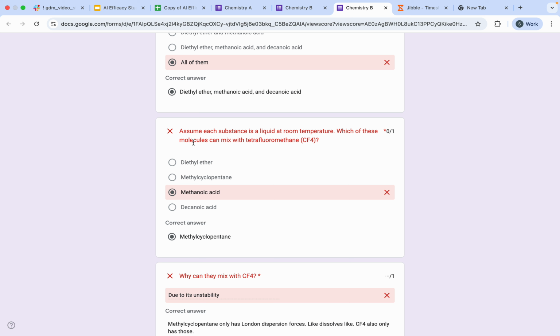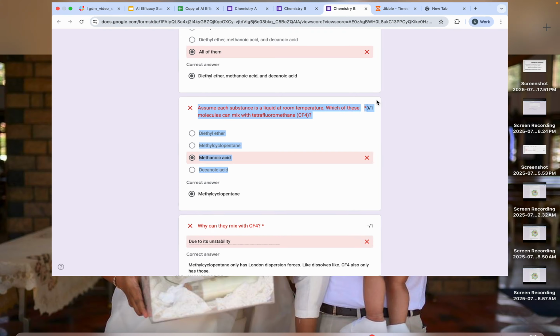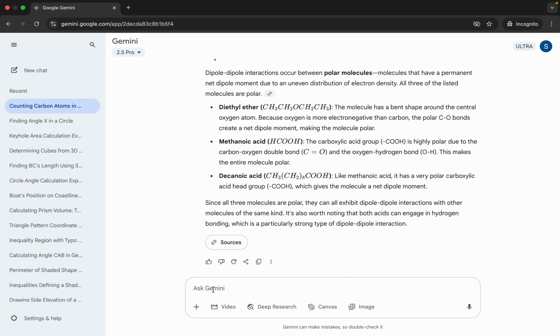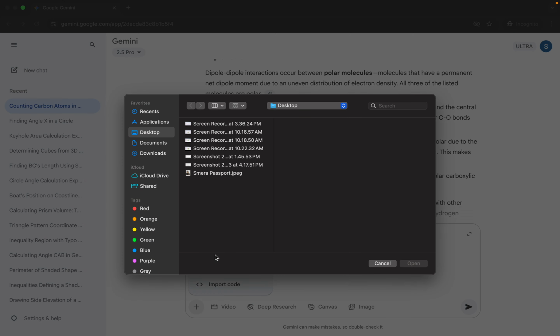Next: assume each substance is a liquid at room temperature. Which of these molecules can be mixed with tetrafluoromethane? Let's ask this question also to Gemini. We can add the image also.